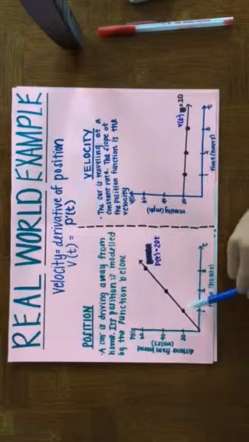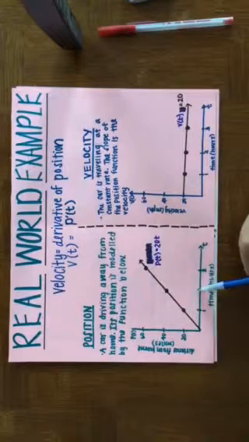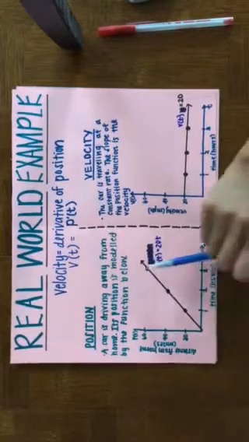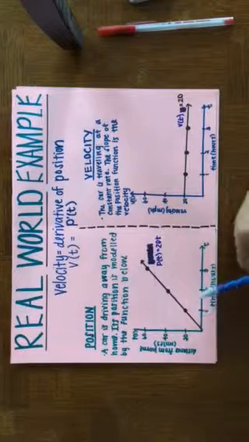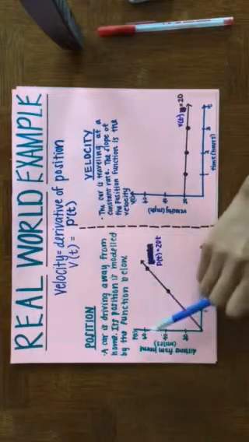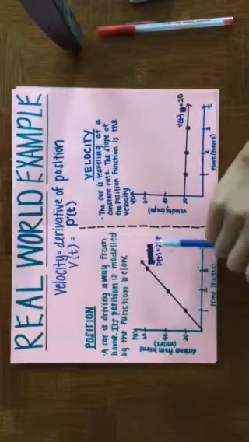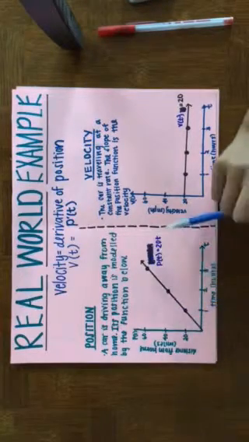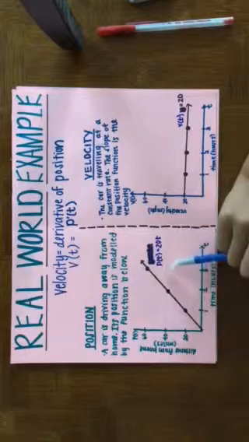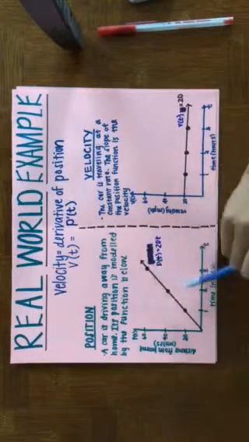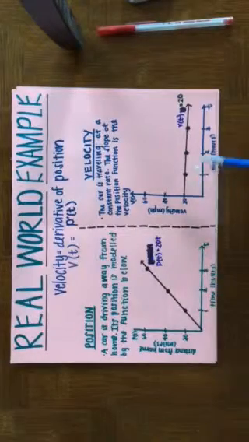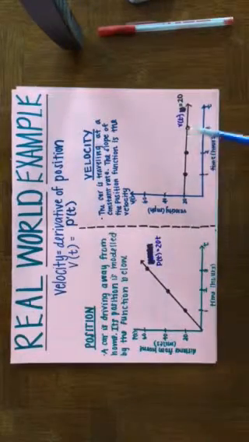At hour 1, the car is 20 miles away from home. At hour 2, 40 miles, and hour 3, 60 miles. So the function can be written as p of t, or the position, equals 20t. So the velocity function is the slope of the position function, because at any given point of this function, the car is traveling at 20 miles an hour.